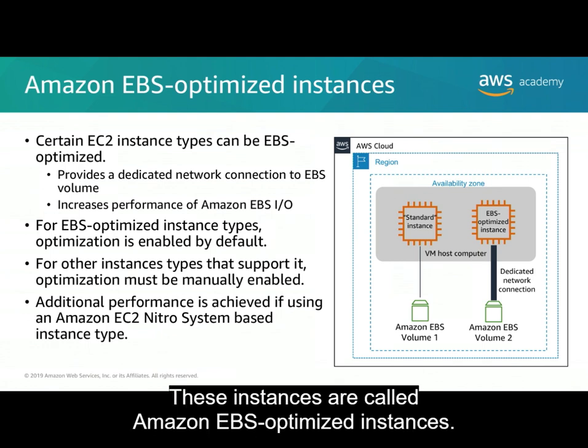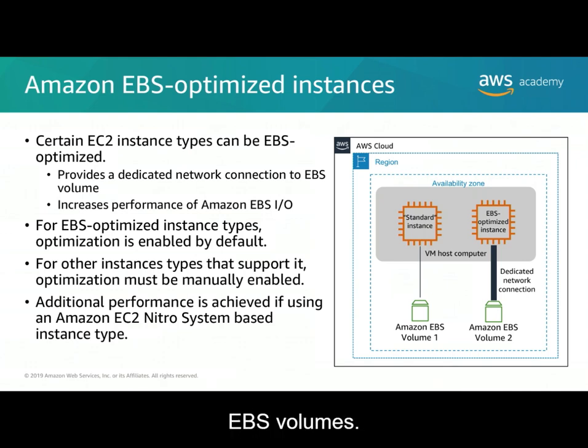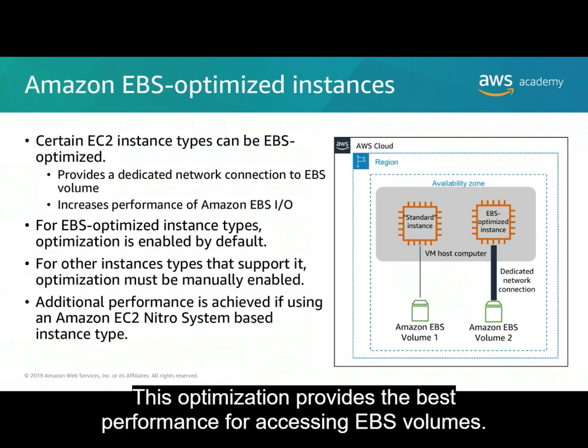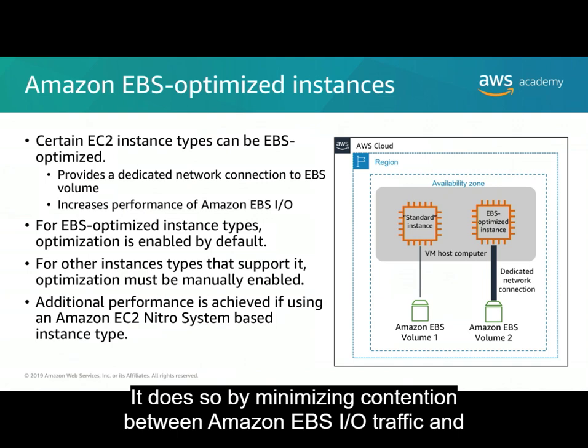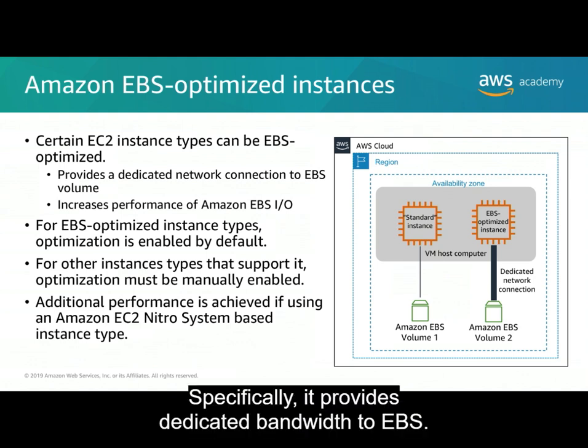These instances are called Amazon EBS-optimized instances. An EBS-optimized instance has a dedicated network connection between itself and EBS volumes. This optimization provides the best performance for accessing EBS volumes. It does so by minimizing contention between Amazon EBS I/O traffic and other network traffic from the instance. Specifically, it provides dedicated bandwidth to EBS.